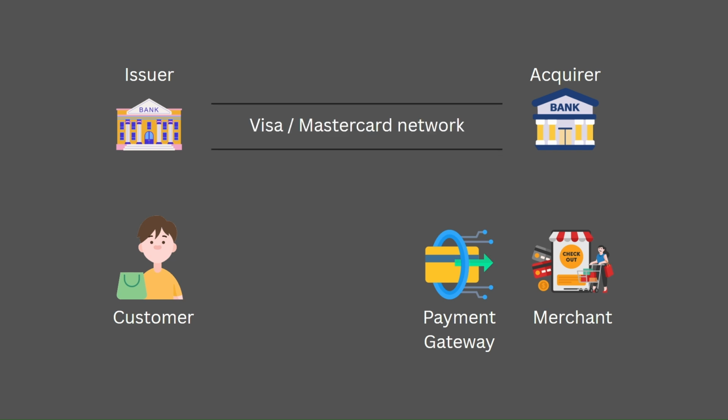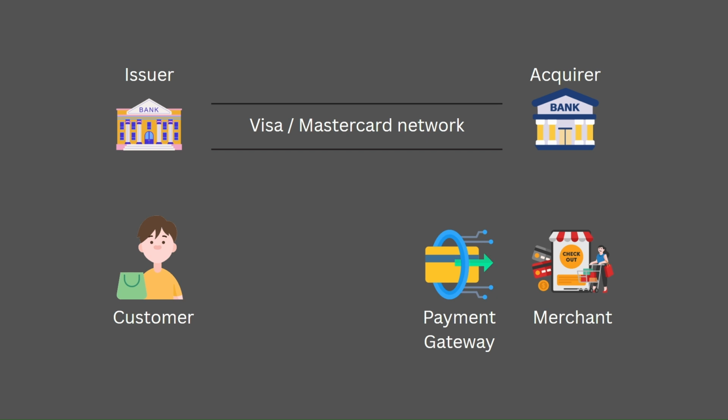The last entity in this picture would be the network, the payment network. It acts as the routing between the issuer and the acquirer, because ultimately the payment has to happen between the banks. Whether it is initiated by the customer or accepted by the merchant, the payment has to happen between the banks, and that happens with the help of the payment network. And there are multiple payment networks. Visa has its own payment network, and in the same way MasterCard has its own network.